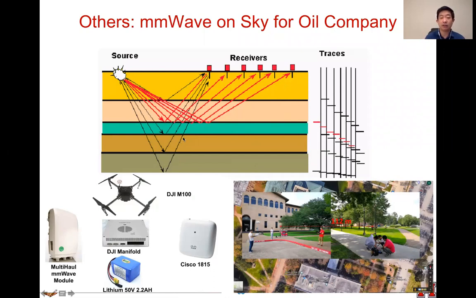So they put a lot of sensors here, and then they have a bomb that generates a wave. The wave hits different layers and bounces back, and then they get the data. The problem is that this covers square kilometers, and typically the sites are located in the middle of nowhere.